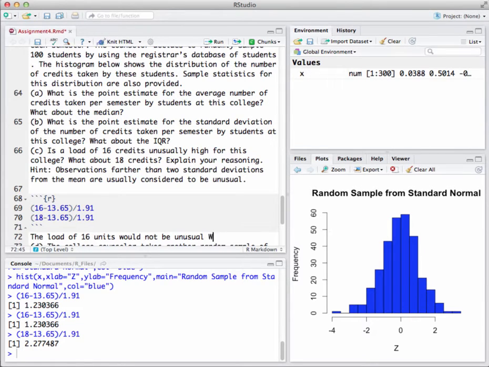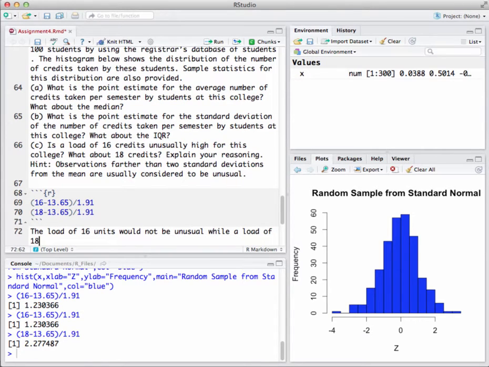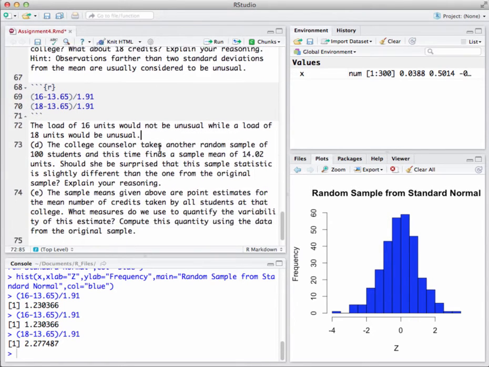We could extend our sentence here. Unusual. Okay, so 18 units would be unusual because what we saw looking down here is that it's about 2.3 standard deviations above the mean, and typically in a bell-shaped normal distribution, anything that is more than 2 standard deviations above the mean would be considered unusual. Okay, all right, so let's go ahead and scroll down.